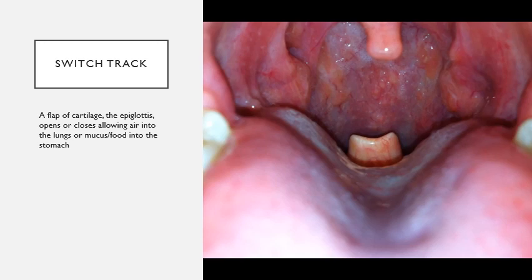Going down your trachea, you've got an epiglottis. This epiglottis is going to open or close. It allows air into the lungs or mucus and food into the stomach. So this is sort of like a switch track.